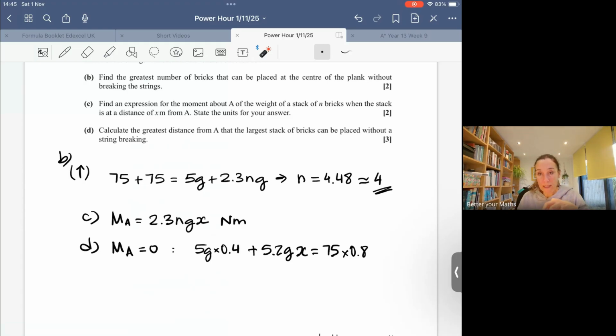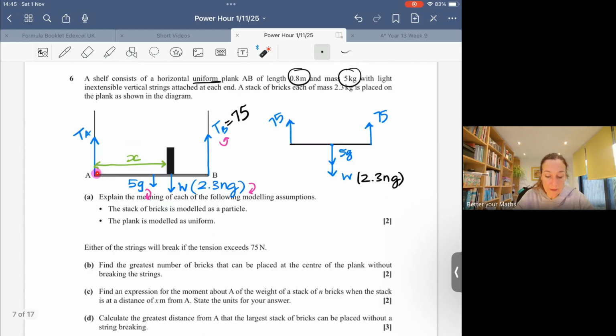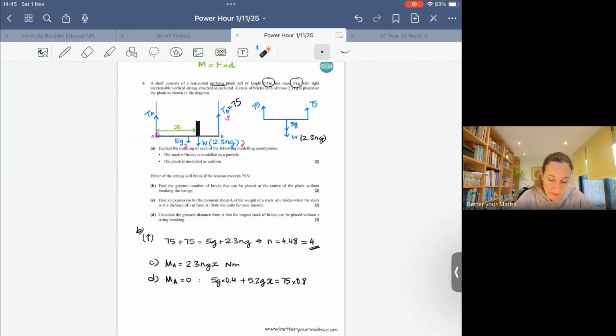So the two clockwise are going to be equal to the anti-clockwise. I'm using 75 because it's the maximum tension that I can have. I'm using x, and I'm taking moments about A because that way I don't need to find the tension at A. Because if the force passes through the point, the moment is 0 because the distance is 0. And from here we find x.